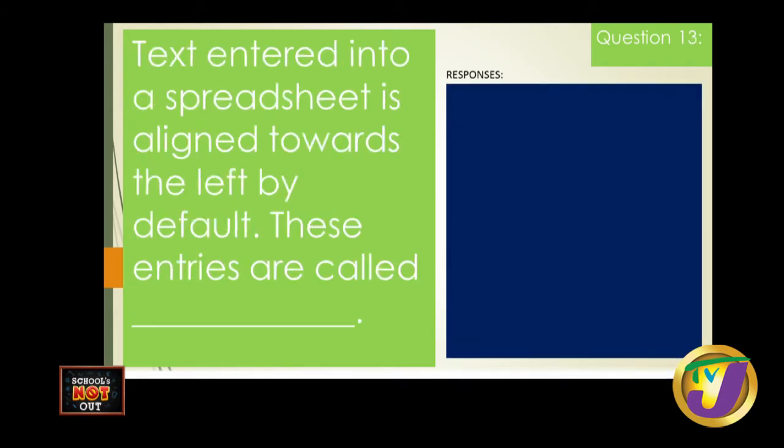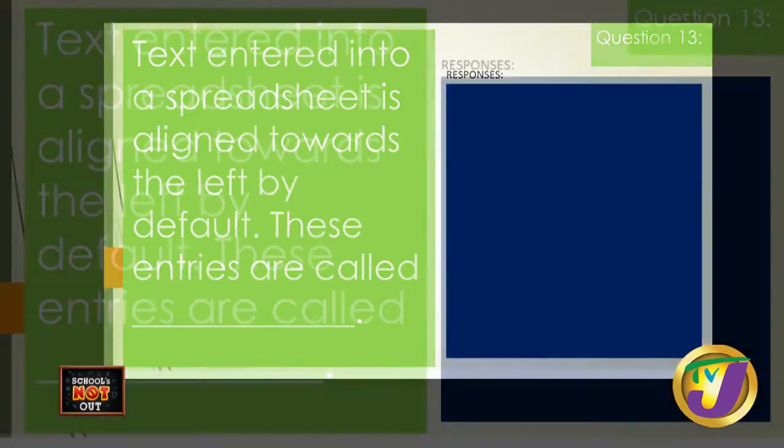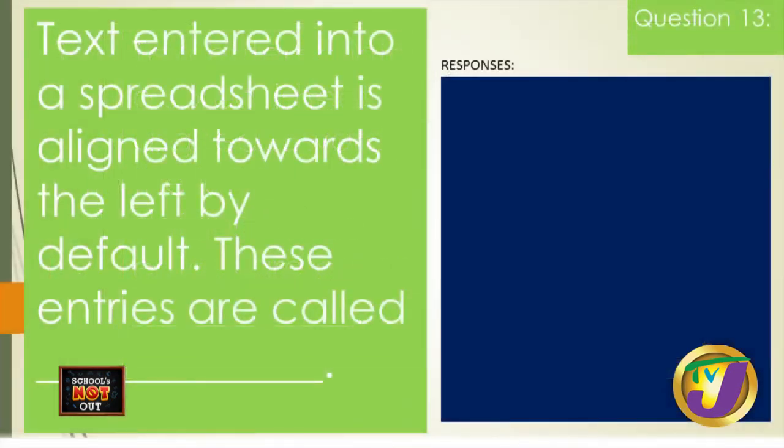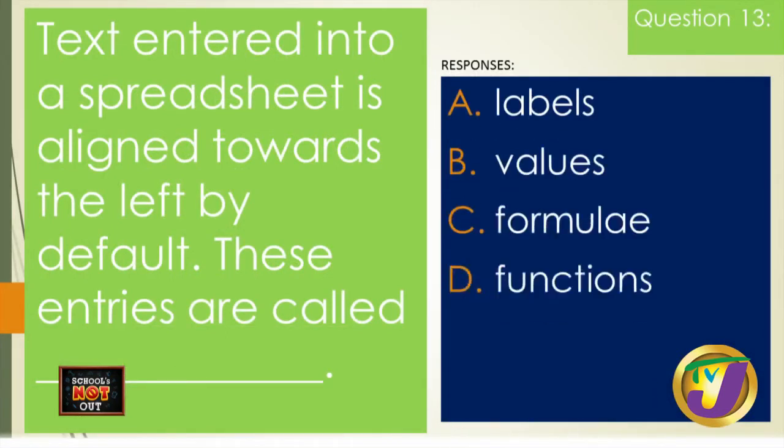Question 13. Text entered into a spreadsheet is aligned towards the left by default. These entries are called A, labels, B, values, C, formulae, D, functions. Remember, we're talking about text, and there are three categories of data when we're working with spreadsheets. Labels are texts, so labels are the answer.